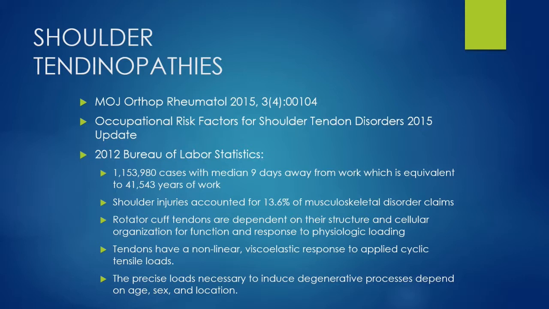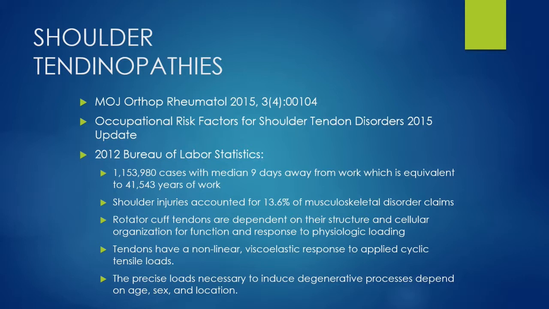And if cyclic loading is applied before the tendon returns to baseline, that's what upsets the homeostasis of the tendon and sets the stage for the tendon degenerative continuum, which we talked about in our last discussion. Now, the precise loads necessary to induce degenerative processes depend upon age, depend upon sex, and depend upon the location of the body, or I should say depending upon the specific tendon that is involved.